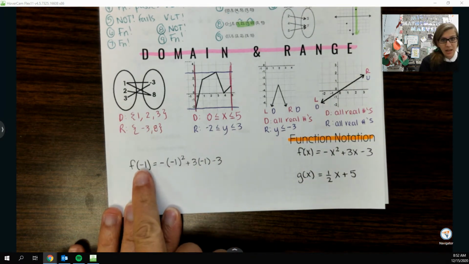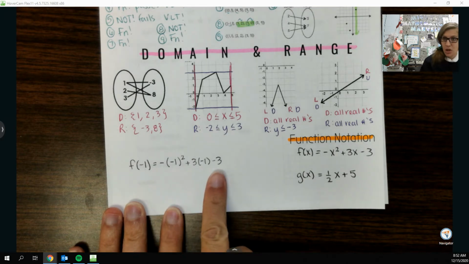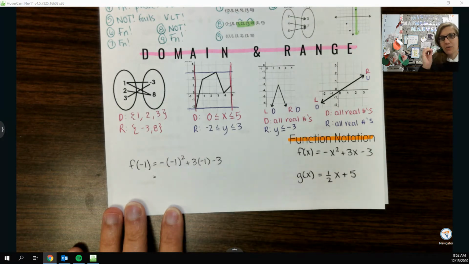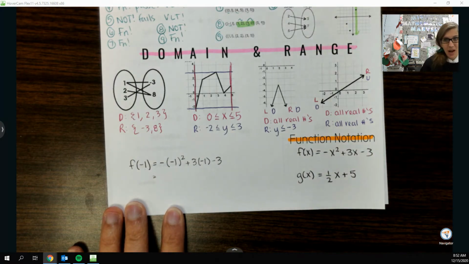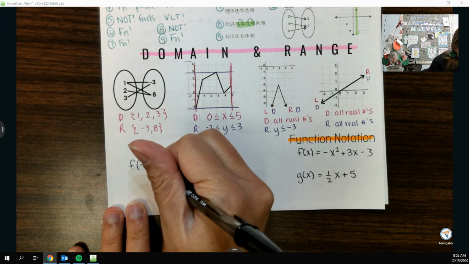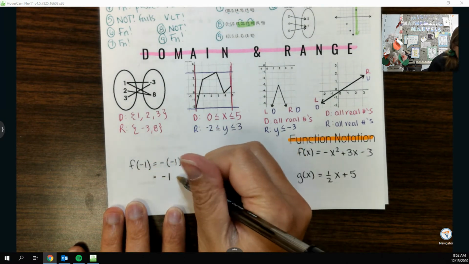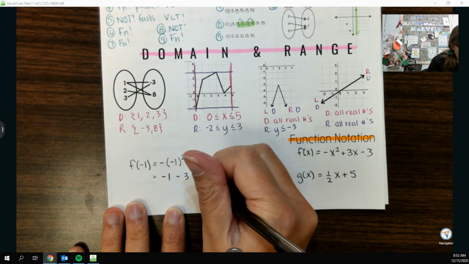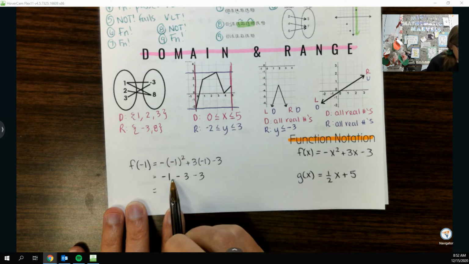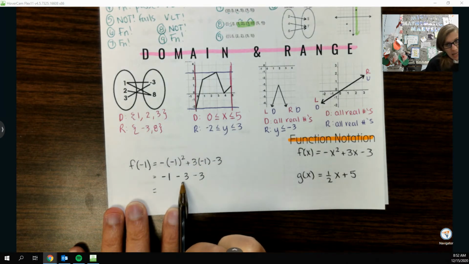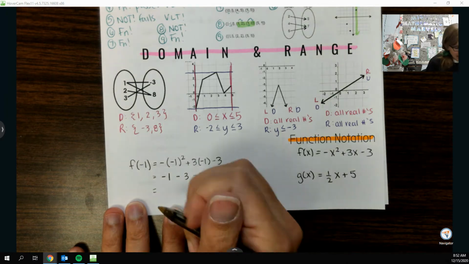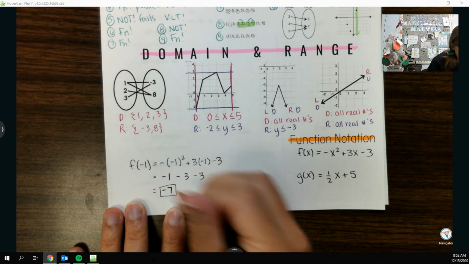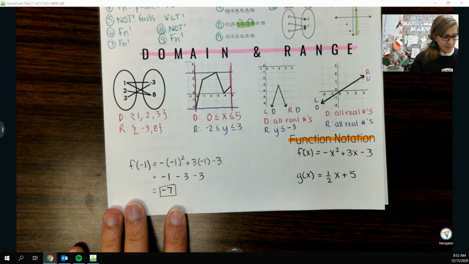We never do anything on the left-hand side. We just simplify over here by following good order of operations. So I would square -1. -1 times -1 is +1, but there's a negative in front of it, so overall we're -1. Right here, when I multiply 3 times -1, that's going to be -3, and then -3 more. When I combine all these up, -1 minus 3 is -4, and then -3 more is -7. All I'm looking for is my output. So -7 would be my final answer.